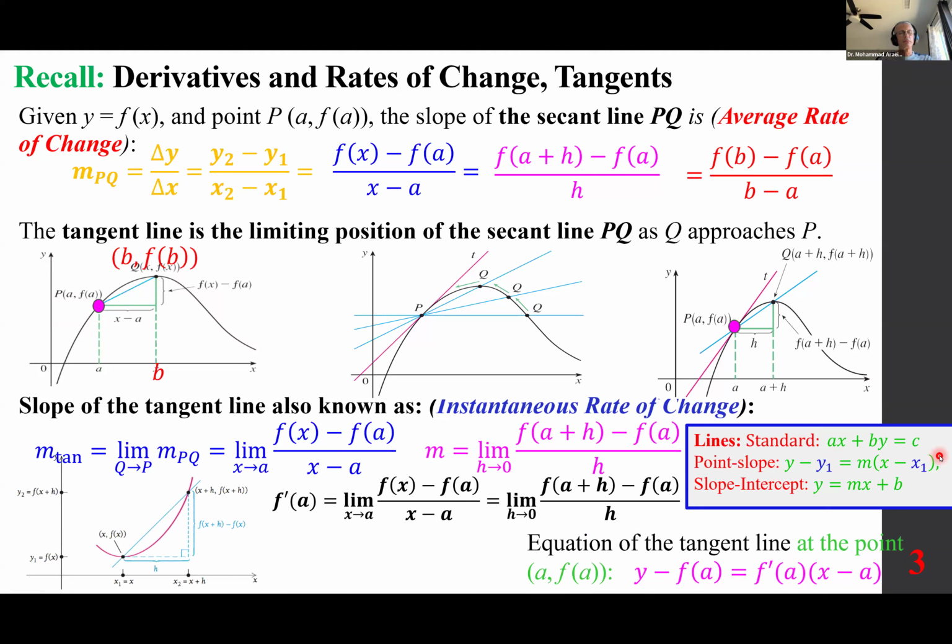Now, as we look at this one, generally speaking, the point is x. We move h to the right, it becomes x plus h. And so this one, instead of a, we change it to x. And that's a general format, the differentiation operation, in this case, the process of taking the derivative by definition.